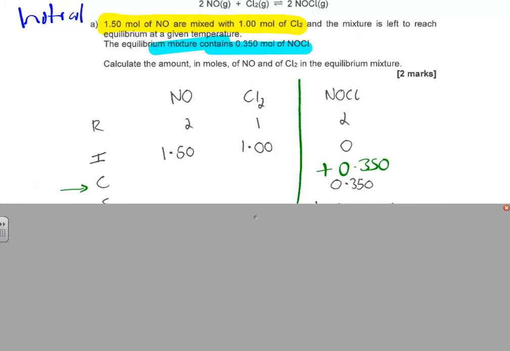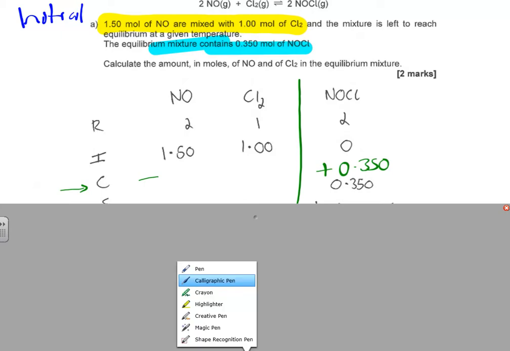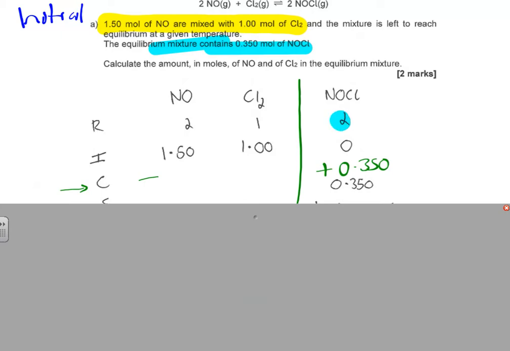Now the other compounds are on the other side of the equilibrium, so if I'm making NOCl, I'm obviously using up NO. How much NO am I using? Well, if I look at the ratio between NOCl, so the balancing number is 2, and the balancing number for NO is 2, then they're in the same ratio. So if I'm going to make 0.35 moles of NOCl, I'm going to expect 0.35 moles of my nitrogen oxide to have reacted. So to work out the equilibrium moles, I would do 1.5 minus 0.35.